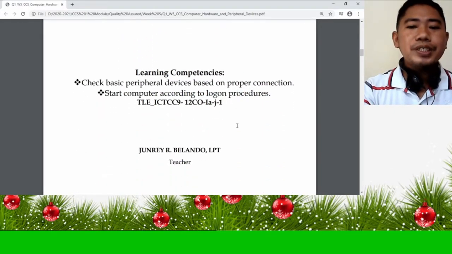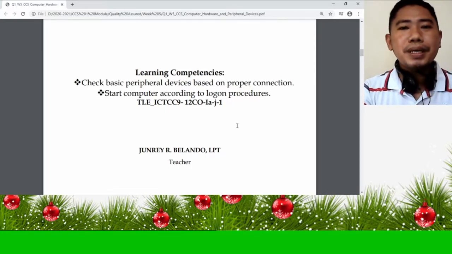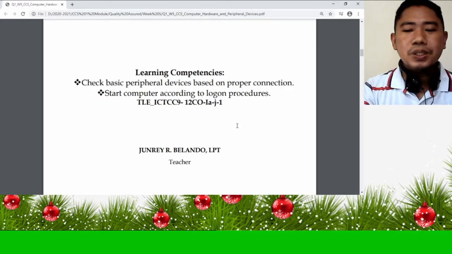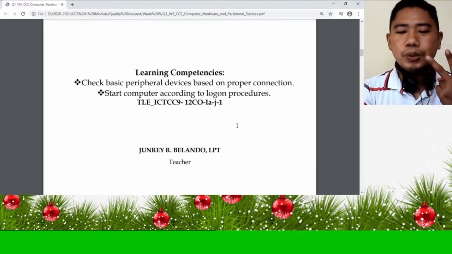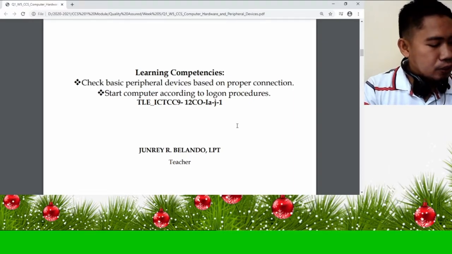So for our Module 5 today, there are two competencies. Number one, check the basic peripheral devices based on proper connection. And number two, start computers according to logon procedures.